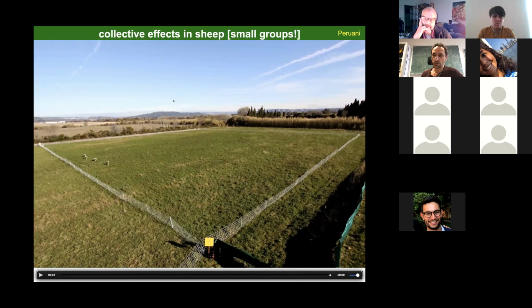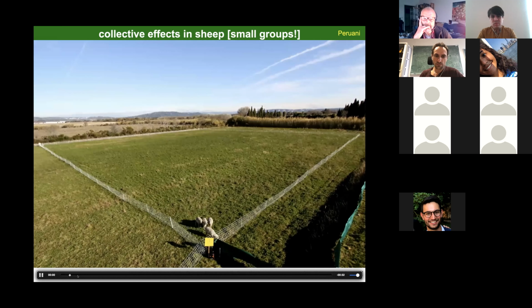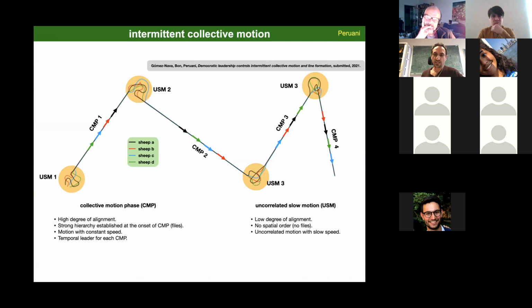Okay, so as you saw, the collective motion here occurs in bursts. If I go again, you see them not doing much, and at some point all of them will start moving, as you can see here, and then again. Another observation is that when they move, they form a line.